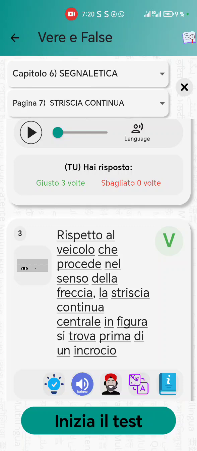No, but don't change lane. So that make we dey see this one. Prima di un incrocio. So this is what this linear continuum really mean.